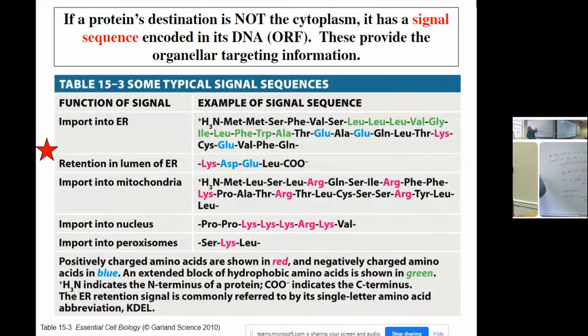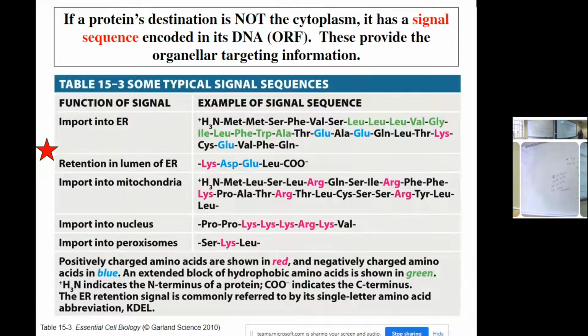And what the star really means is that all these would need the N-terminal ER signal sequence. Lots and lots of proteins have an N-terminal ER signal sequence because it's the starting destination to go to all of those other places.